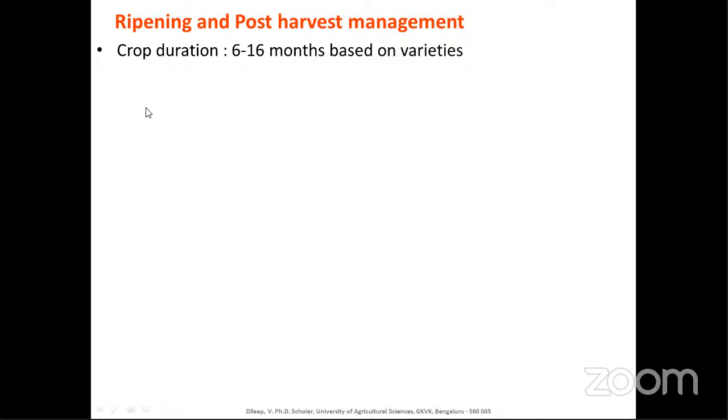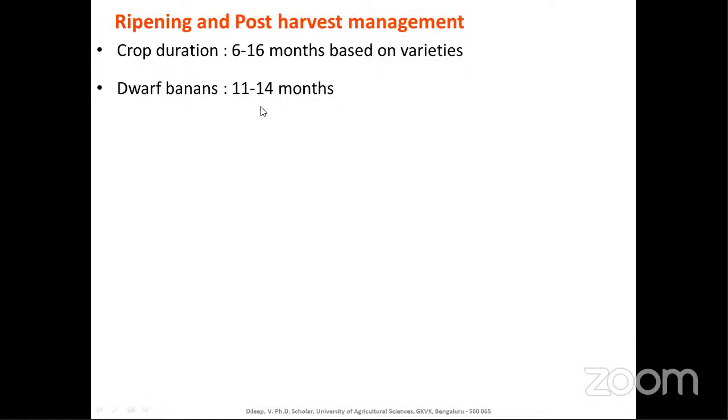That is based on variety. I haven't seen a crop that takes 16 months, sorry, 6 months. So usually for 10 to 11 or 12 months vegetative growth will occur, and after shooting, for 2 to 3 months the bunches will emerge, and for ripening and all, it takes almost 14 to 16 months.